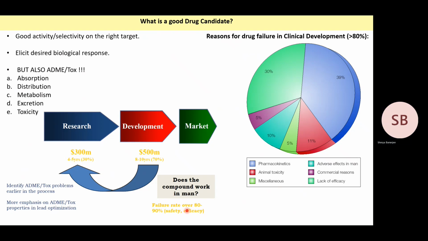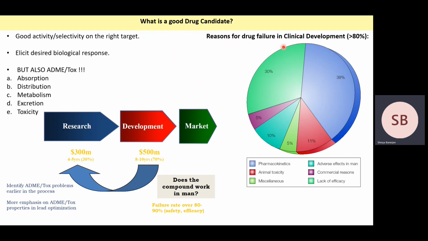the drug. So how to solve this is to identify the problems in absorption, distribution, metabolism, excretion, toxicity in the earlier stages itself, so that it doesn't go to the final stage and you find out that there's a problem in these points. And place emphasis on these points during the lead optimization process itself. That is a way to reduce the failure rate of the final drug.